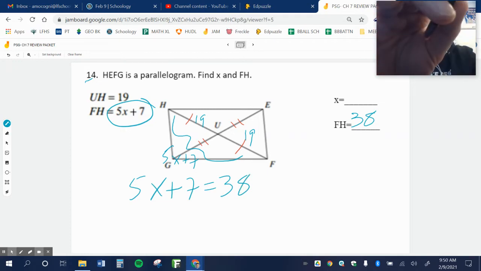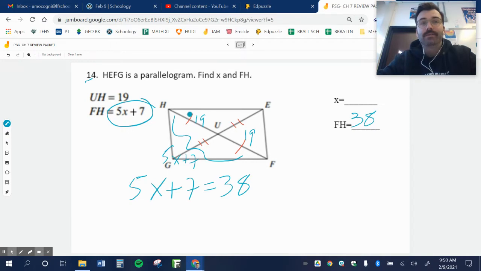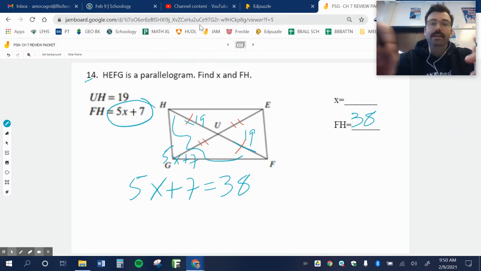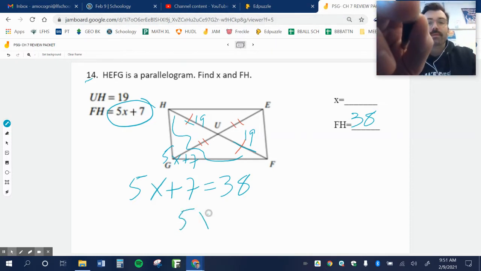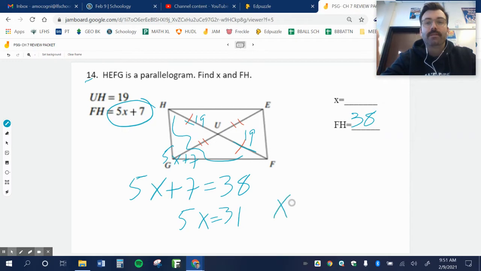All right. The biggest thing you have to recognize with these problems is that the diagonals bisect each other. So I have two pairs of congruent diagonals. If this is 19, then this is 19, making the whole thing 38 just by adding 19 plus 19. Subtract 7 from both sides, I get 5x equals 31. So then x is 6.2.